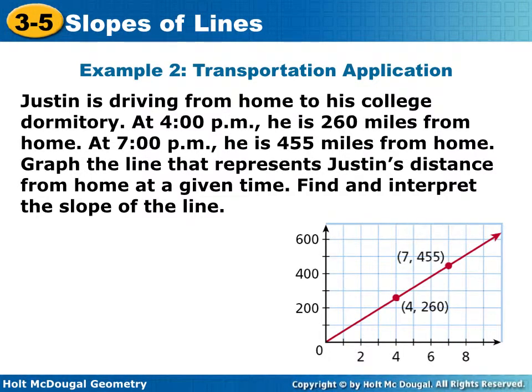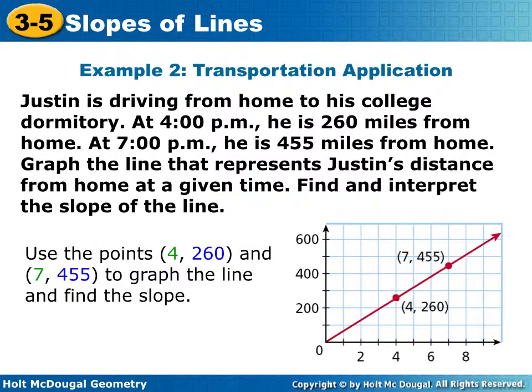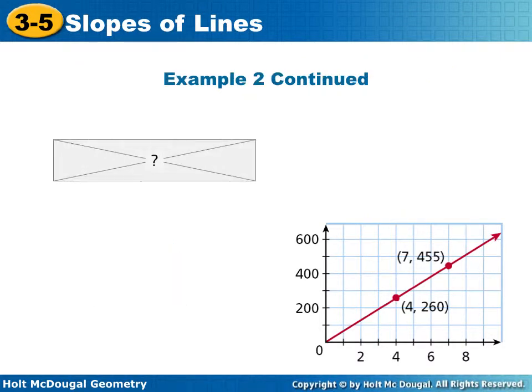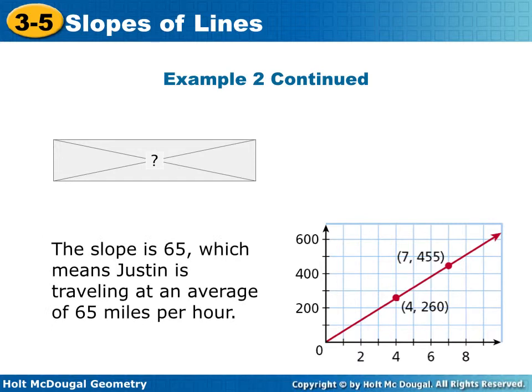At (4, 260) is his first location, and then 3 hours later he's at (7, 455). The x-axis is the time axis, so actually it's not x, it's t. And the y-axis is miles, so actually it's not y, it's m. Using these points, plug them in to graph the line and find the slope. We get 65 after we plug in the values.